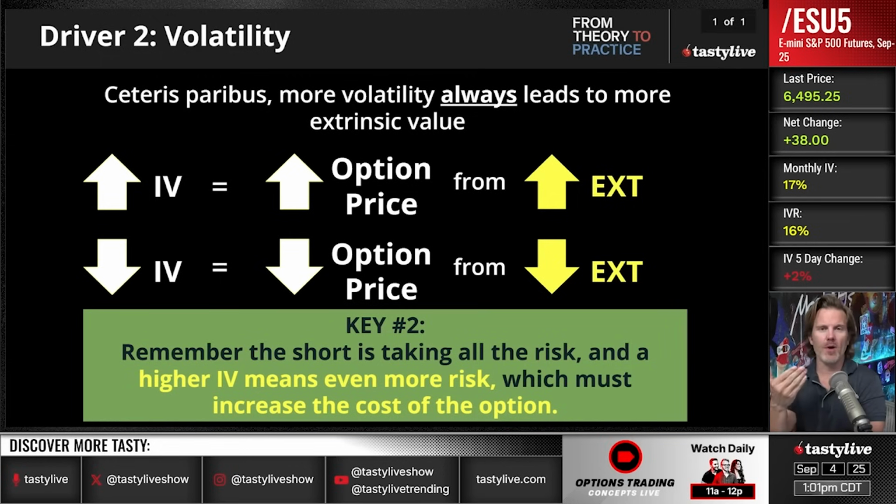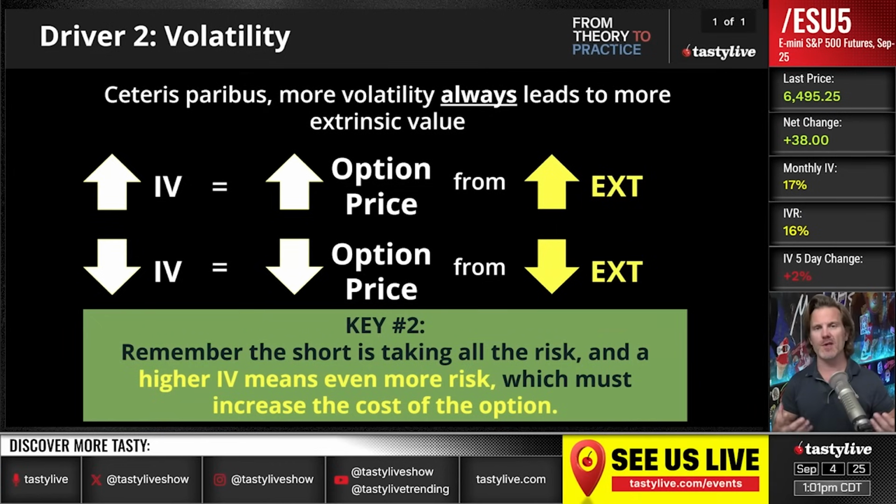So in other words, when implied volatility goes up, option prices go up, and they go up because extrinsic value goes up. When implied volatility goes down, option prices go down, and they go down because extrinsic value goes down. Now, before we get to the key to understand why this is the case, let me point out one additional thing before we veer off the reservation.